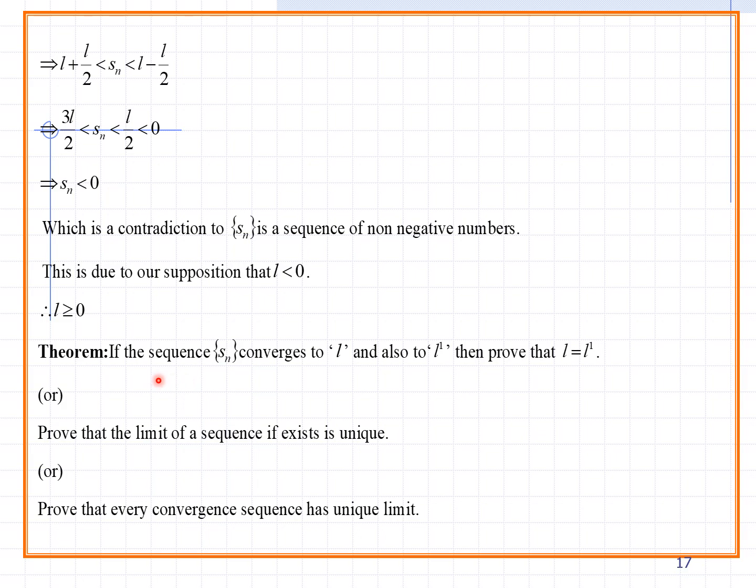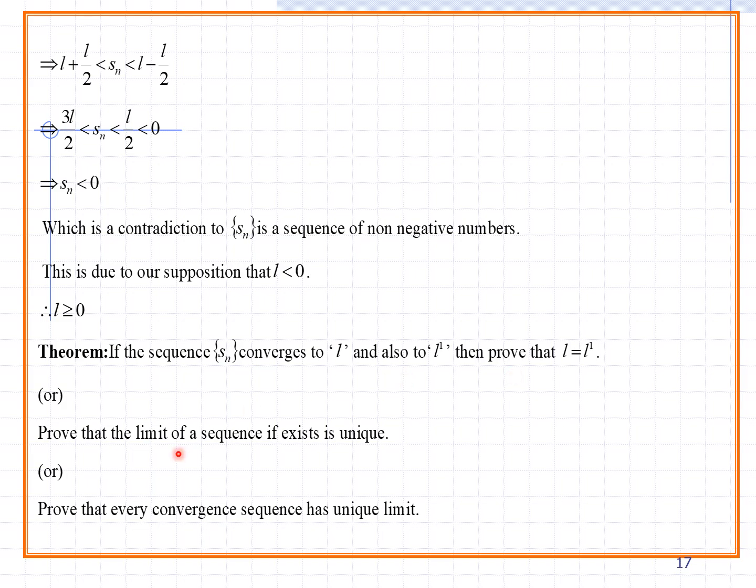Let us see one more theorem. If the sequence Sn converges to L and also to L dash, then prove that L equals L dash. Actually, on convergence to L, once you substitute n tends to infinity, you get that L value and also L dash. Both are the same.